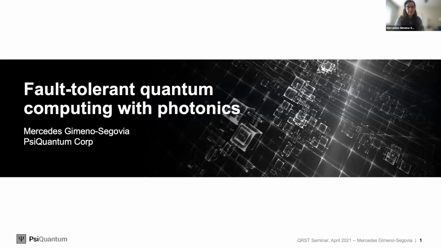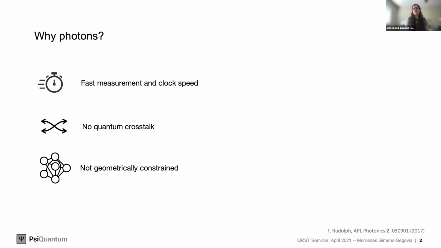So first, I wanna get started on why we use photons. Photons have a number of very good advantages, and here I'm only mentioning a few. Particularly is the fact that we can have fast measurement and clock speed, and this fast measurement really allows us to remove noise from the system early, which means that we can unburden our error correction code to be able to cope with higher errors in our hardware.